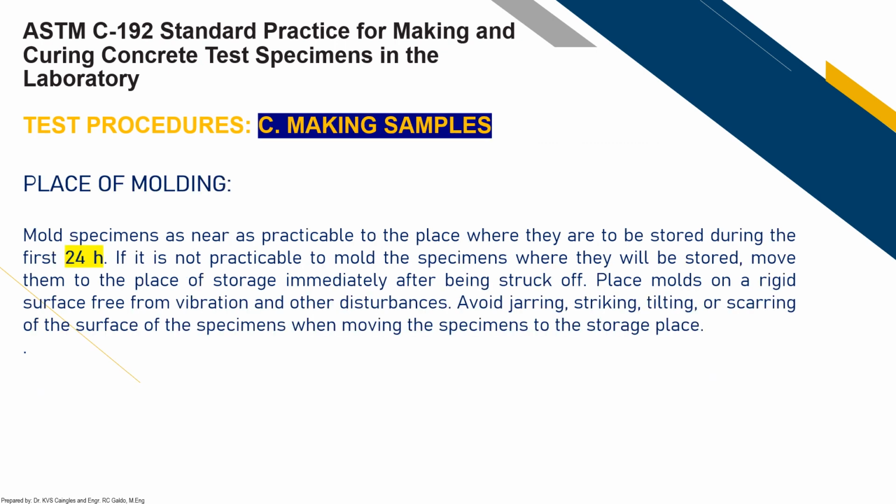Okay. Now after you have mixed the concrete and you have already determined the yield, the air content and the slump, you proceed to making the samples. First step in making the samples is the place of molding. You mold specimens as near as practicable to the place where they are to be stored during the first 24 hours. If it is not practicable to mold the specimens where they will be stored, move them to the place of storage immediately after being struck off.